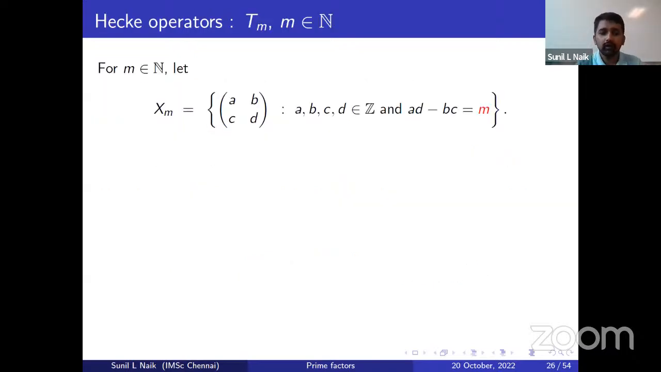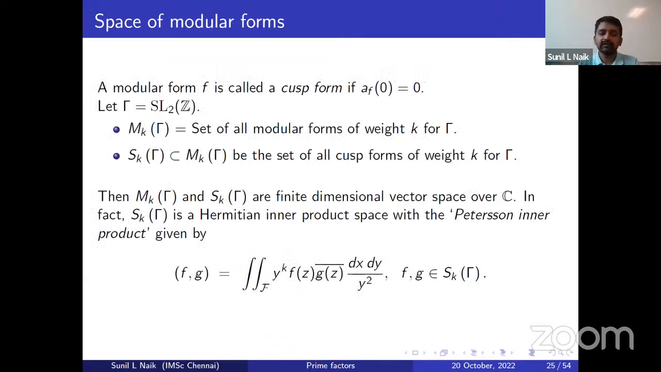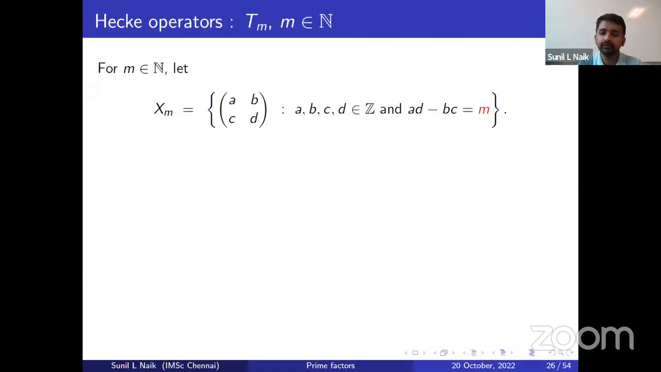On the space of cusp forms, there are special linear operators called the Hecke operators. Let me introduce what are called Hecke operators. Let m be a natural number and let X_m denote the 2 cross 2 matrices with integer entries and determinant equal to m.